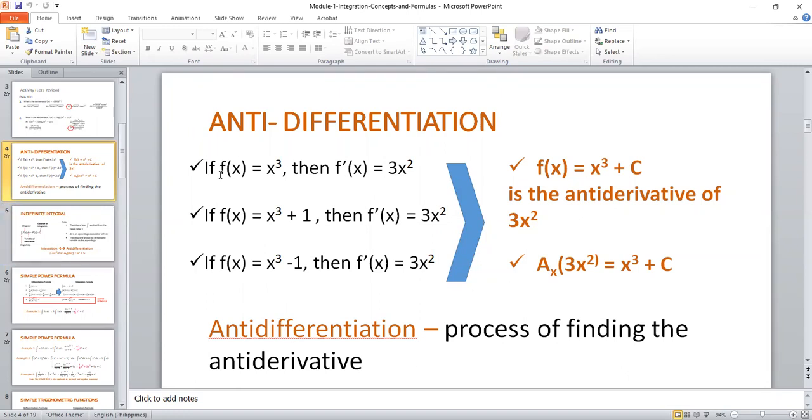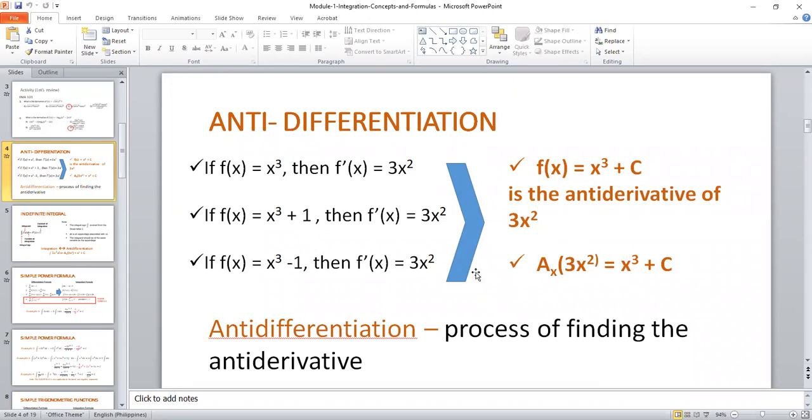So, you could see here that if we differentiate f of x, which is x cubed, this is your derivative. If you differentiate x cubed plus 1, you still have the same derivative because the derivative of this constant 1 is 0. If you differentiate x cubed minus 1, you still have the same derivative. So you have 3x squared. So we say that f of x, which is x cubed plus c, where c could represent any constant. In this case here, your c is 0. Here, your c is 1. And in here, your c is negative 1.